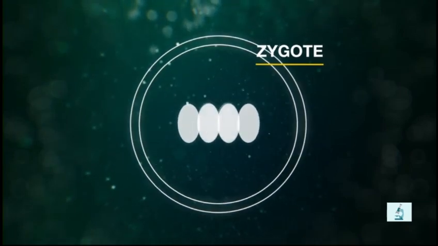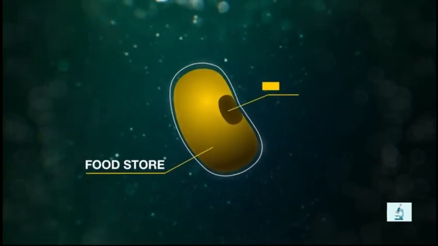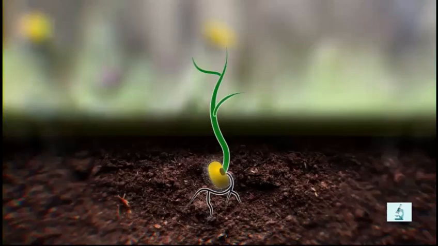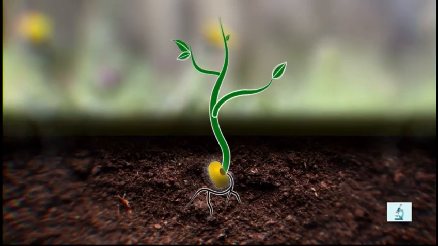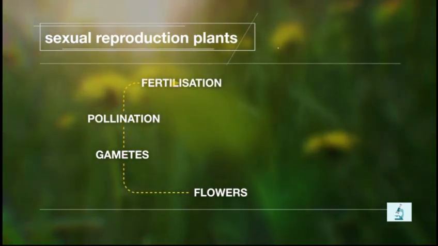The zygote in the fertilized ovule multiplies, grows and develops into a seed. This seed contains a food store and an embryo that will grow into an entirely new plant, containing genes from both parent plants. In time, that plant too will go on to flower and reproduce through pollination.